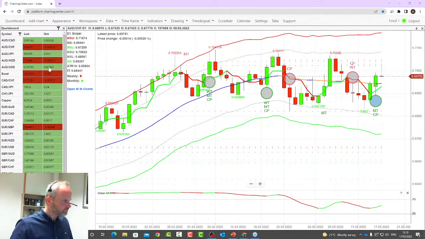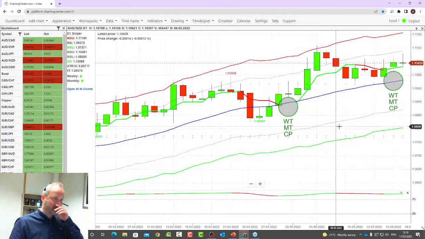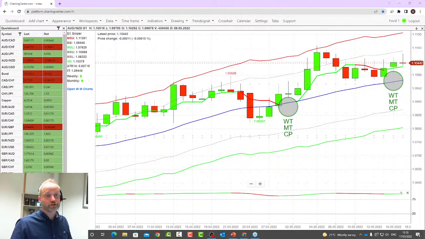That's Aussie Swiss. We can also look at Aussie New Zealand, which is also coming back a little bit here. But again, it doesn't really matter because what we're just trying to do here at this point is understand what this market's telling us. So there was a buying opportunity last night. It went up a little bit. It's okay. Break even on the trade at the moment. It doesn't really look any different to this opportunity.